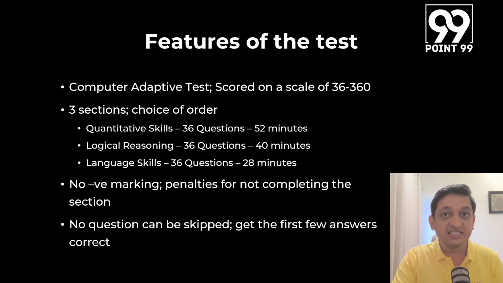The quantitative skills section comprises 36 questions that you are supposed to solve in 52 minutes. Then the logical reasoning section consists of 36 questions again that you are supposed to solve in 40 minutes, and language skills comprises 36 questions that you are supposed to attempt in 28 minutes. There is no negative marking as such, but there are penalties for not completing the section. So if you are not able to finish a particular section, the system will not know what band to place you on, and because of that it will not really give you a score, or it will penalize you and give you a lower score than what you would have expected.